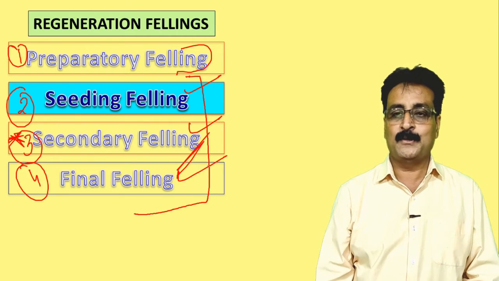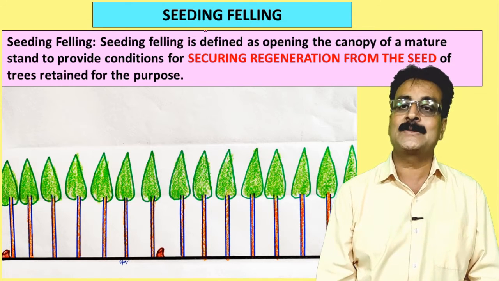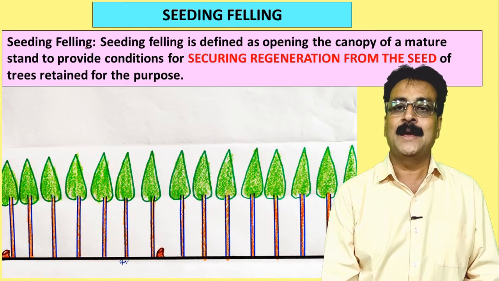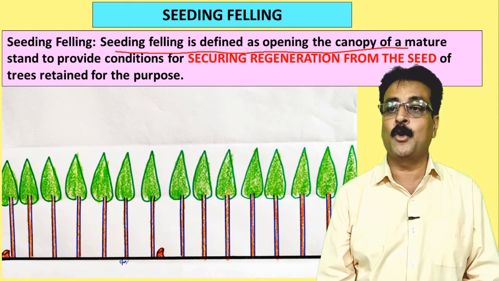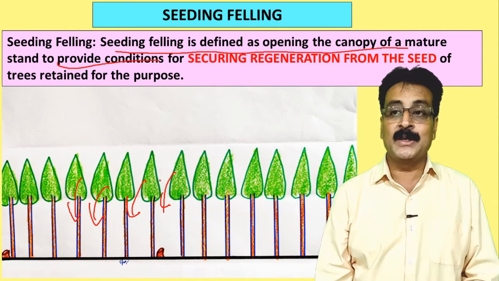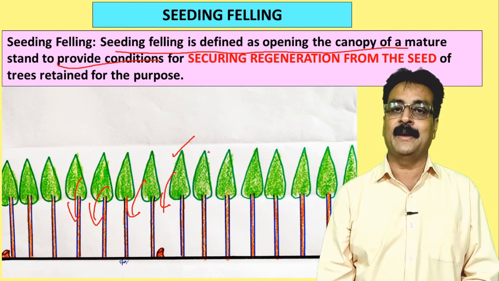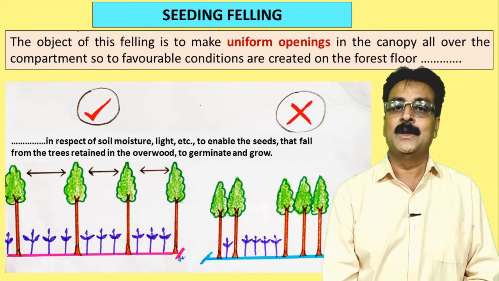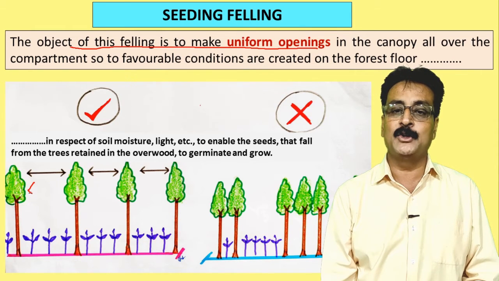And now, first of all, we have to understand nicely about seeding felling. Now, let's go into detail about seeding felling. As I already said, seeding felling is defined as opening the canopy of a mature stand to provide conditions for what? Securing regeneration from the seed which we retain. Now what trees will we retain? That is very important. So the object of this felling is to make a uniform opening.